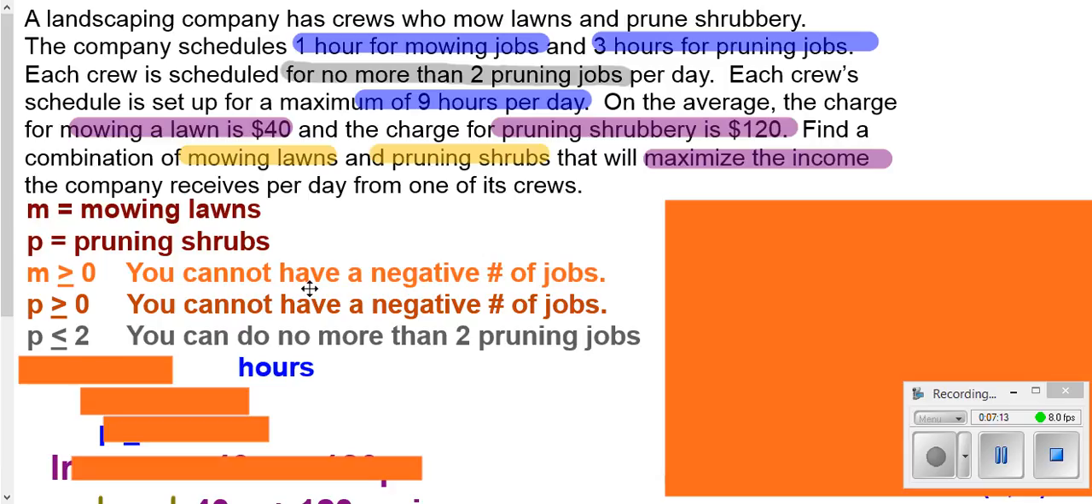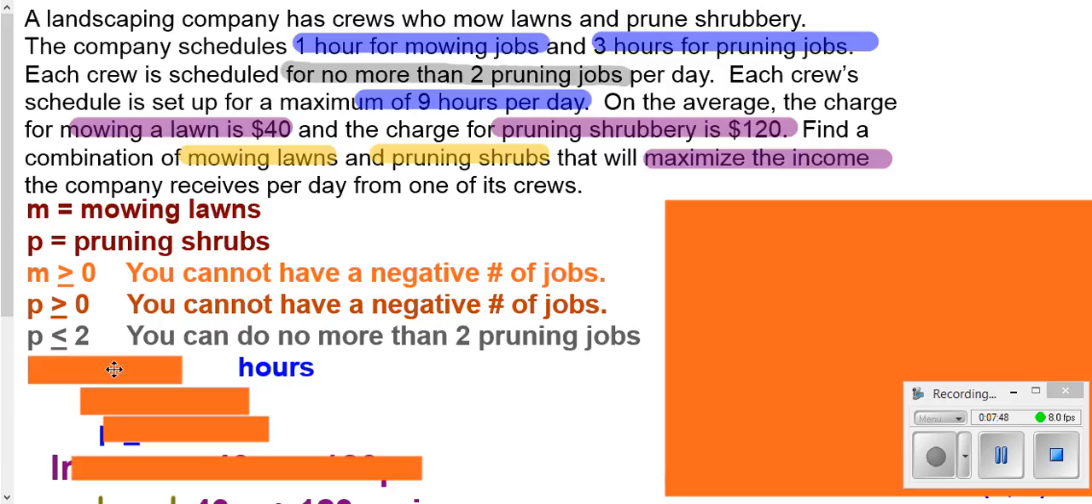But now we have another restriction. Typically anything up here that's a restriction is going to help you with one of your inequalities. That's what the gray was. But we also have another restriction here with a maximum of 9 hours a day. So we're going to have another inequality where the hours we spend mowing and the hours we spend pruning have to be less than or equal to 9, because you can't work more than 9. Well, it's 1 hour for each mowing job and 3 hours for the pruning jobs.